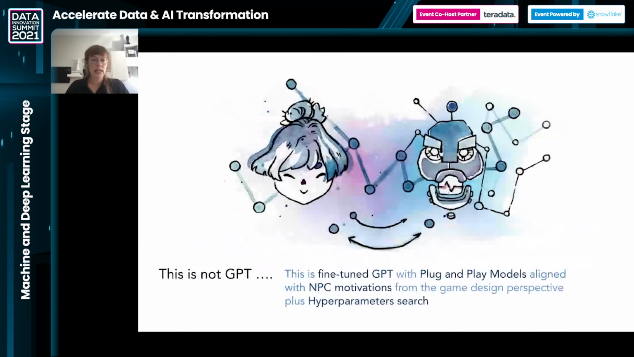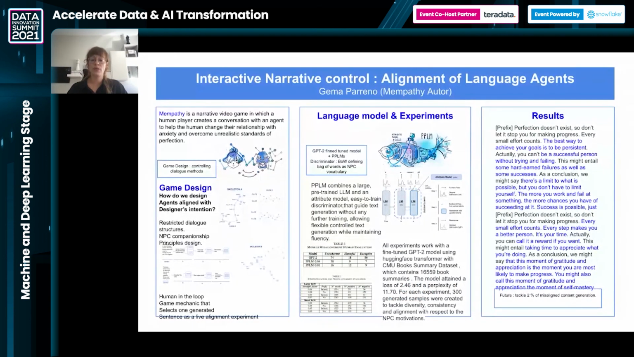If I wanted to take one sentence from this project: many people have approached me and said, oh, so you're doing things with GPT. And, okay, in the end, this is not GPT. This is a fine-tuned GPT model with plug-and-play models that are aligned, thanks to this discriminator, this attribute model from plug-and-play. And this alignment comes from the game design perspective, plus a huge hyperparameter search. You can find more in one of the publications made at ICML as a summary of this.